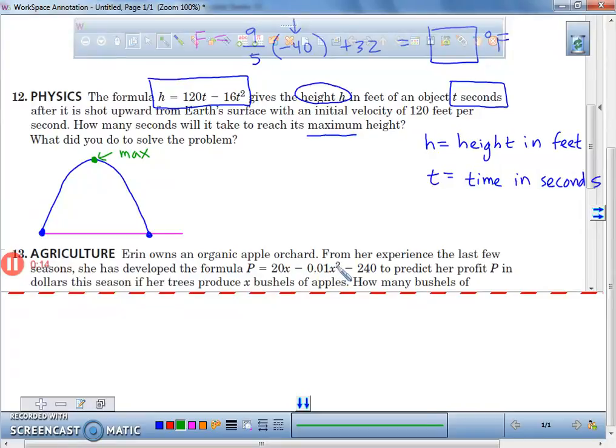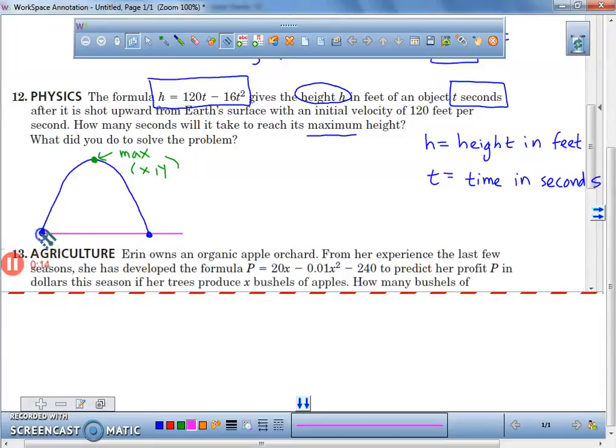Does anybody look at that and go, that kind of looks like something I've learned before? A parabola, you're right. So we have a parabola that goes up to its maximum. Would you agree that maximum height would have an x-coordinate and a y-coordinate associated with it? So it says, how many seconds will it take to reach its maximum height?